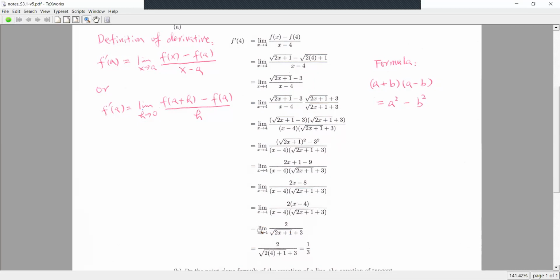Now, to find this limit, try direct substitution again. Plug in the number 4 in x. Then the limit is equal to this number. This number is 1/3. So the derivative of the function at point 4 is 1/3.